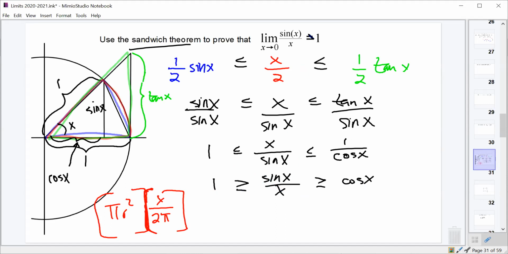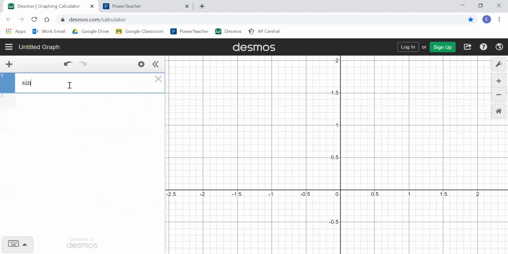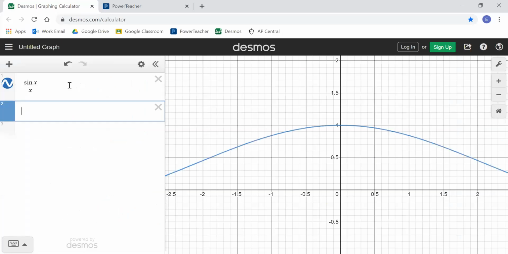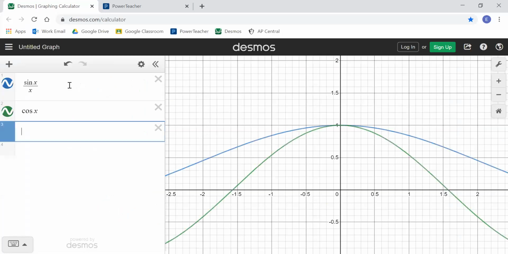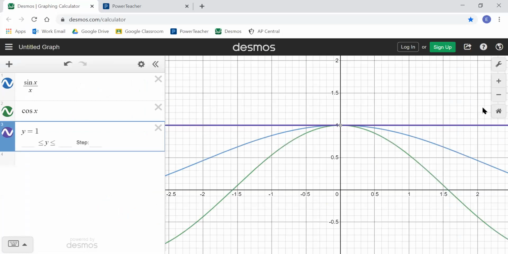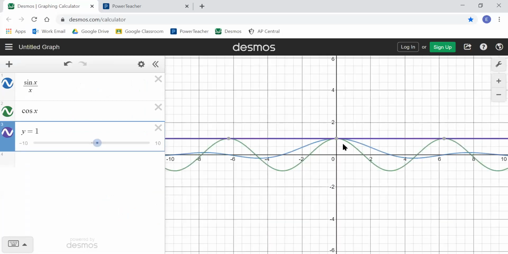If we were to go back real quickly and look at Desmos again, we had sine x over x, and if we have cosine x, and if we have just 1, I think I'm going to put y equals 1. On the interval very close to x equals 0, we can see that this is always true. 1 is above our sine x over x, and the green one is below it. Now, in other places over here, clearly they intersect and go past each other.